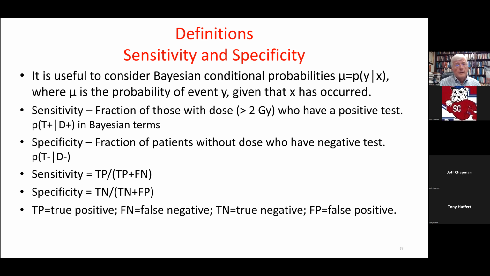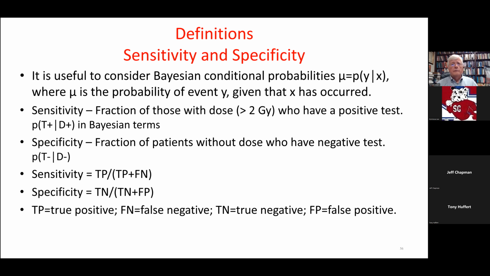Okay, that's important. The specificity is the fraction of those without dose who have a negative test. So the probability, given no dose or minimal dose, that your test is negative. So those are both important. We want to have as high sensitivity and specificity as we can get. The sensitivity is also defined as the true positives over all positives, so true positives and false negatives. The specificity is defined as the true negatives over all negatives, true negatives and false positives.